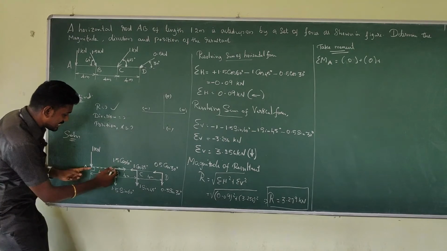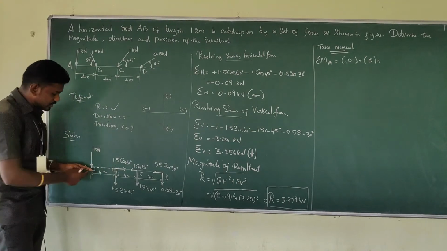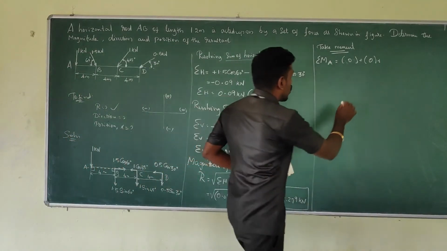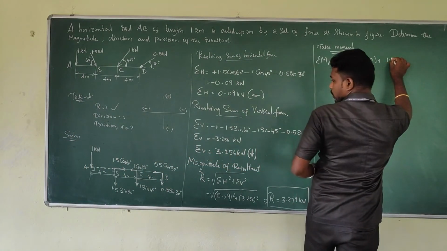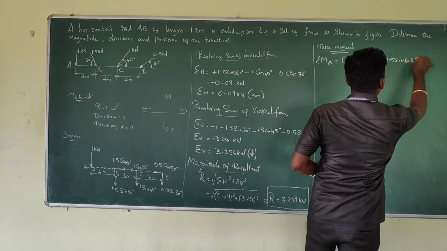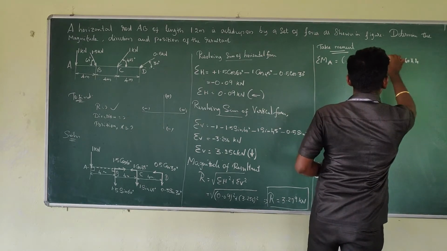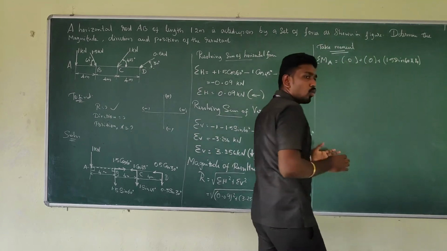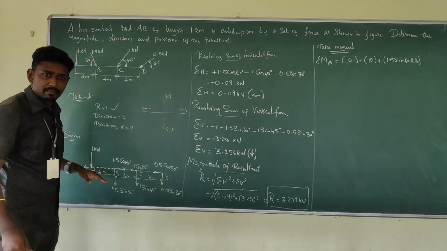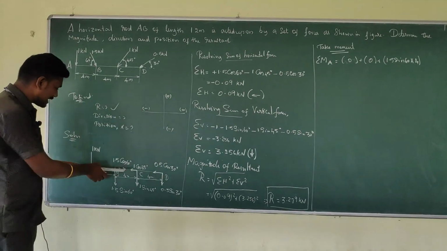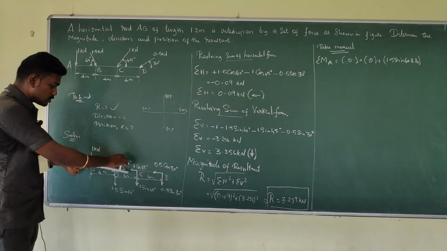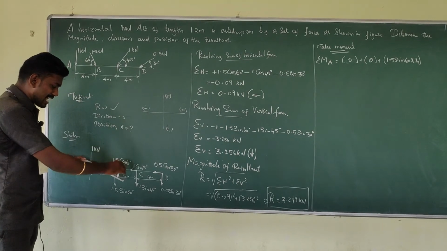If you take the 90 degree distance, this is the 90 degree distance, 4. So 1.5 sine 60 into 4. What about the sign? Actually, this force is acting downwards. Here is point A, which is considered for moment. So this is how the force is acting downwards.